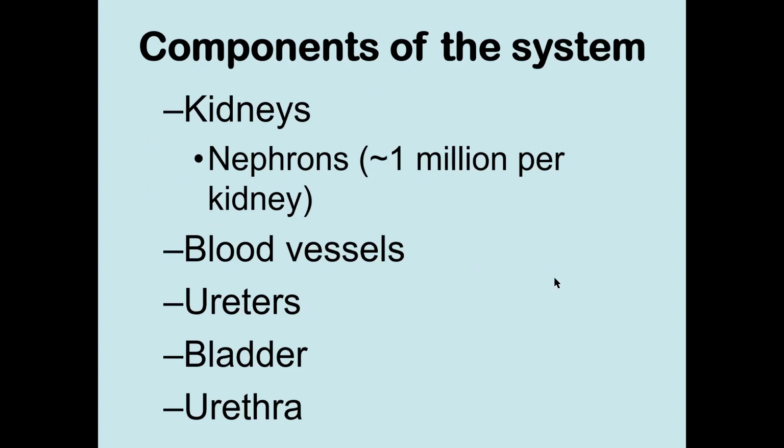So what have we got? We've got kidneys, and we've got the units called the nephrons, and there are about 1 million of these nephrons in each kidney. And the kidneys are around the size of your fist. We've got certain blood vessels, we've got ureters, we've got bladders, one bladder, 2 ureters, 1 urethra.